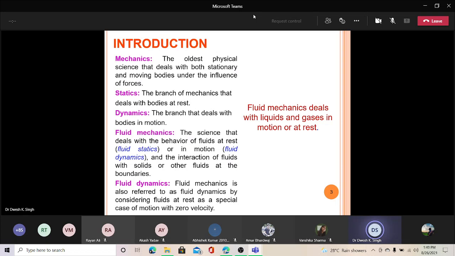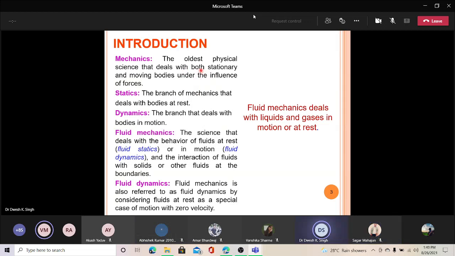Then the definition of mechanics, if you see here, let me take the laser pointer. Here we have this. Is the laser pointer visible? Yes, sir.